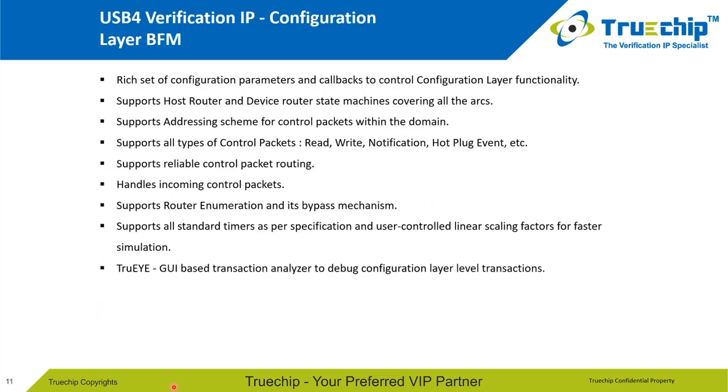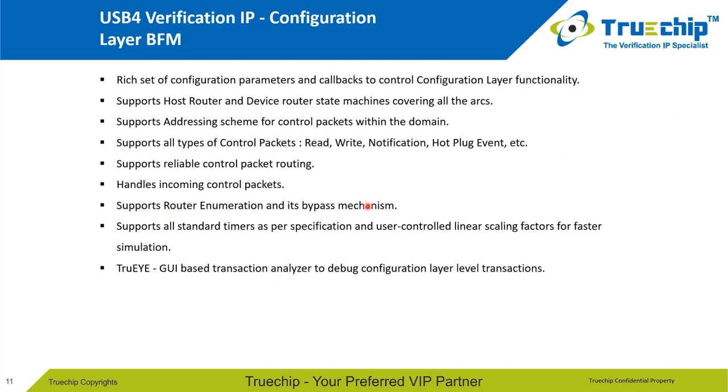The configuration layer is basically responsible for managing the router states and handling the control packets. These control packets within the domain are used to access all the possible configuration spaces of a router. The configuration layer also generates the response with respect to the request received. The connection manager can perform possible router operations and port operations with the help of the configuration layer. The configuration layer is also responsible for discovery of a router when another router is hot plugged. Then the connected routers get enumerated by the connection manager assigning them a topology ID.